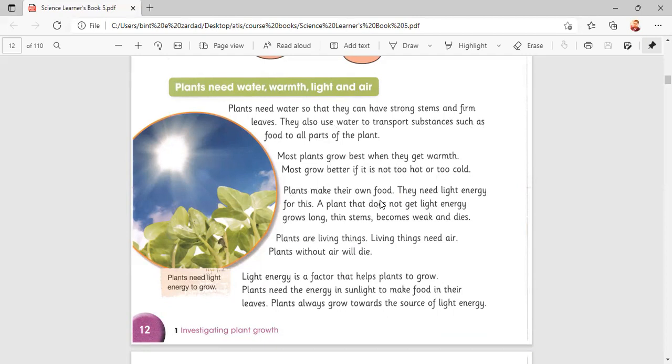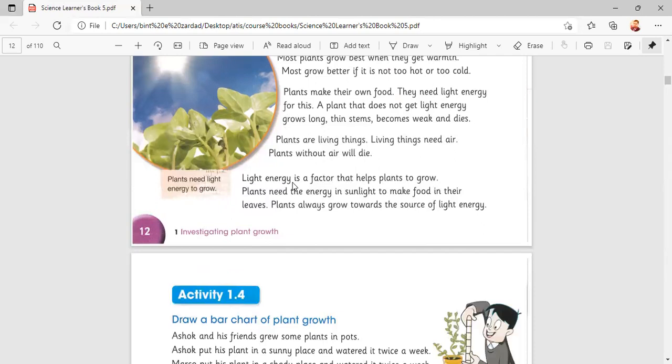Plants make their own food. Plants make their own food in their leaves, but with the help of sunlight. Plants are living things. Living things need air. Plants without air will die. So plants also need air. After this, light energy is a factor that helps plants to grow. Plants need the energy, which is the sunlight. So plants take energy from sunlight to make food.